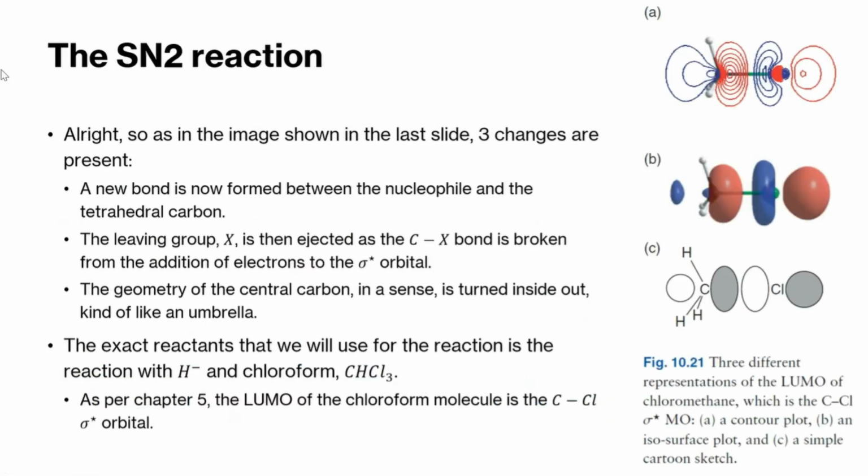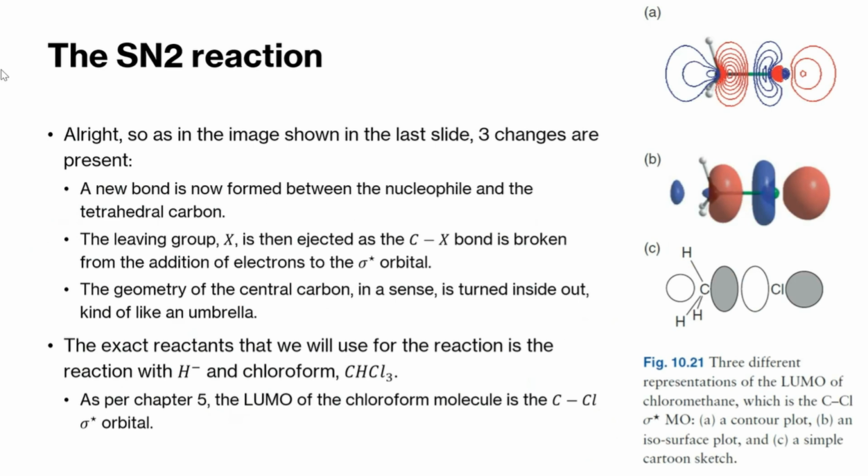In the image that I showed in the last slide, there will be three changes. A new bond is now formed between the nucleophile and the tetrahedral carbon. The leaving group X is ejected as the C-X bond is broken from the addition of electrons into that sigma antibonding orbital, and the geometry of the central carbon gets turned inside out, like an umbrella.